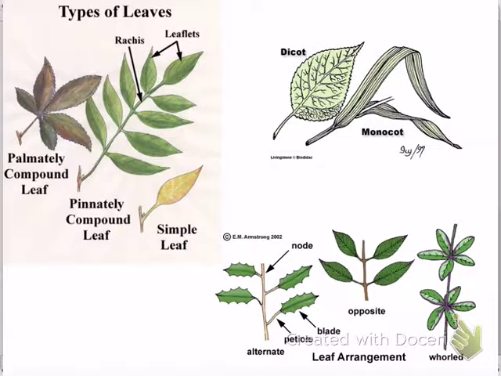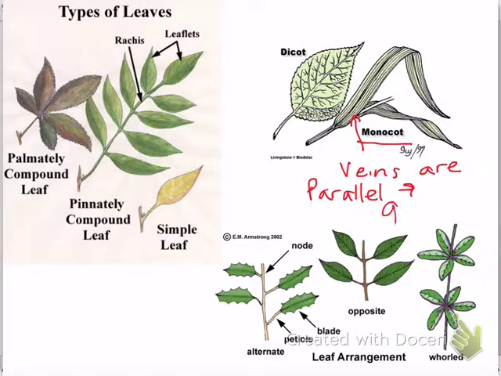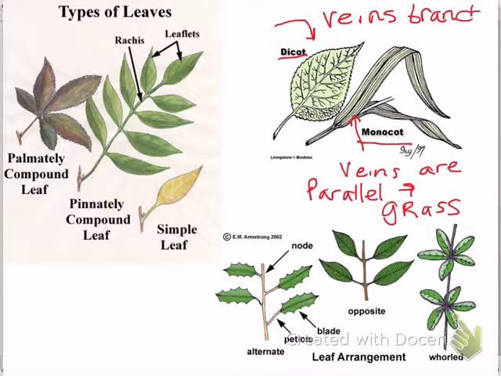When we think about leaves, there's 2 types of leaves from 2 different types of plants. We can have a monocot. Notice that in a monocot, the veins are parallel. This would be like grasses. We can also have a dicot. Notice that in a dicot, the veins branch. This is what you would see in many trees, such as an oak tree.